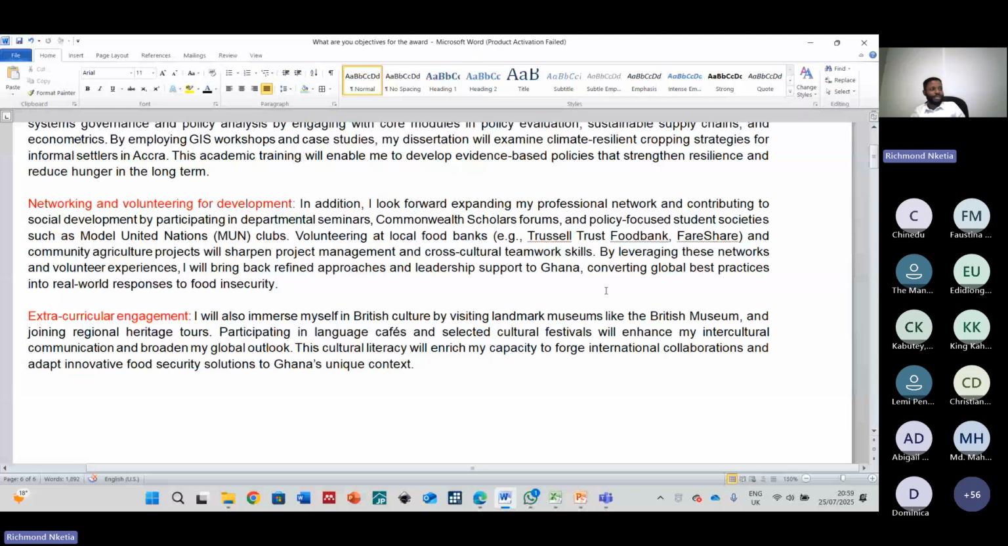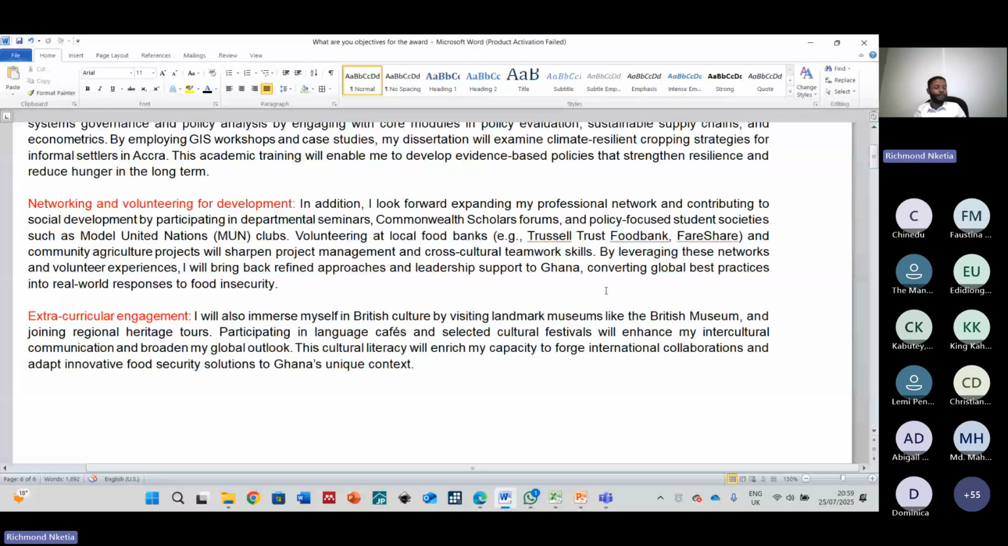So back at Newcastle, they had free language classes. If you wanted, you could participate in Chinese, French. Yeah, you register for those languages free if you want to do it. So you may also want to participate in those opportunities, language cafes and selected cultural festivals, which will enhance your intercultural communication.